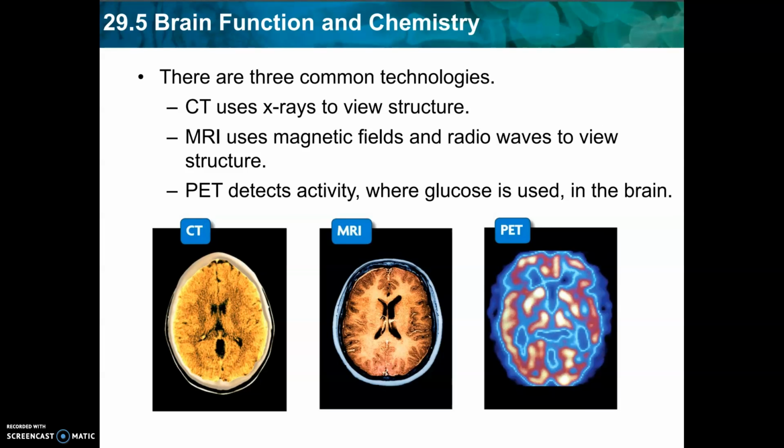There are 3 common technologies for studying the brain. The first one, CT scans, use X-rays to view structure. MRIs, the second technique, use magnetic fields and radio waves to view the structure. Finally, PET scans, the third technology, detect activity where glucose is used inside the brain.